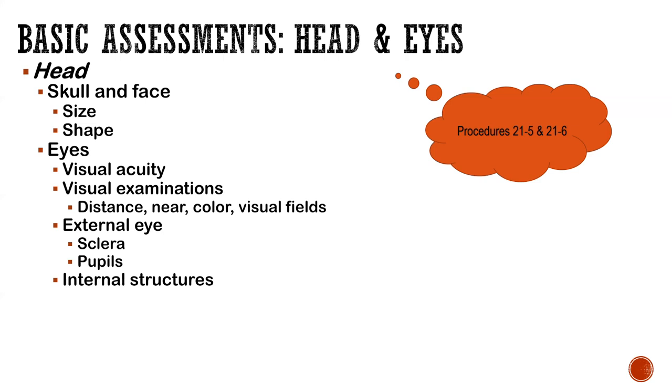So in order to appropriately document PERRLA, you have to use your pen light in a darkish room, when your eyes dilate in the dark, right? And then you shine this bright light into their pupils and their pupils get smaller. And that's an appropriate reaction. That would be pupils reactive to light, right? And so then you look at the pupils. Are they round? Are they equal, which means they're round and equal on both sides, or is one bigger than the other? Okay. And so pupils equal, round, and reactive to light. You just tested all of that.